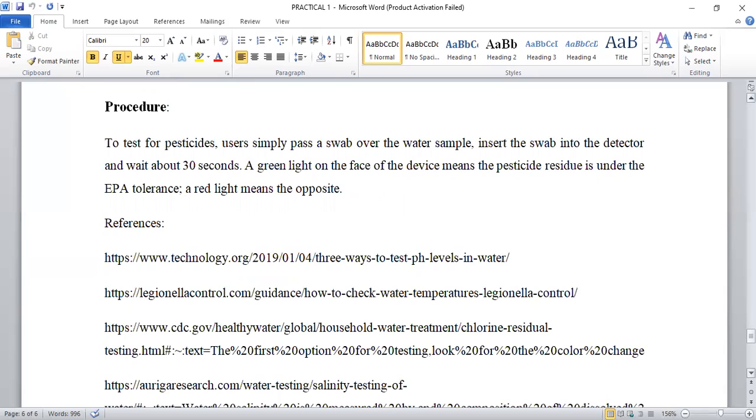To test for pesticides, we simply pass a swab over the water sample, insert the swab into a detector, and wait about 30 seconds. A green light on the face of the device means the pesticide residue is under the EPA tolerance. A red light indicates the opposite.